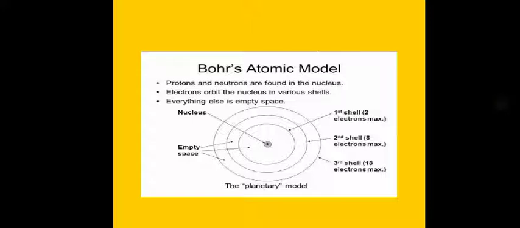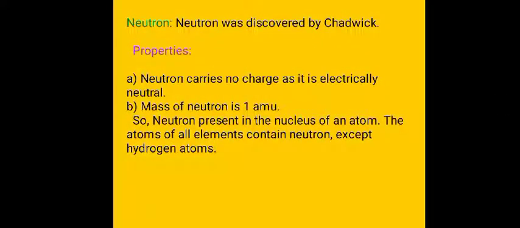Now the discovery of the neutron. James Chadwick discovered the neutron. A neutron carries no charge, meaning it is electrically neutral. Its mass is also 1 AMU, atomic mass unit. The neutron is present in the nucleus of an atom. An atom of an element contains neutrons, except the hydrogen atom. So we can say the electrons revolve around the nucleus, and protons and neutrons are present inside the nucleus. Therefore the mass is centered at the nucleus only, and protons and neutrons are responsible for the mass of an atom.